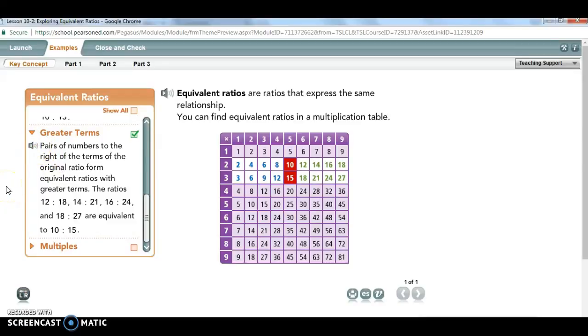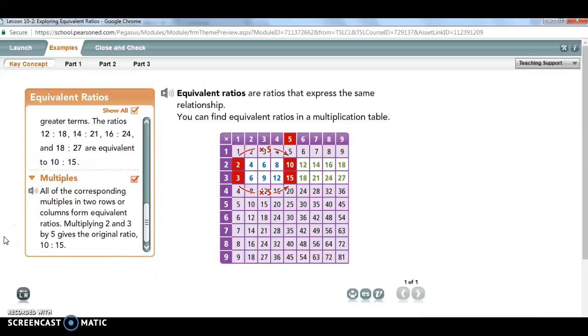Pairs of numbers to the right of the terms of the original ratio form equivalent ratios with greater terms. The ratios 12 to 18, 14 to 21, 16 to 24, and 18 to 27 are equivalent to 10 to 15. And again, these are our greater terms because these numbers are greater than 10 and 15, but they are still equivalent.